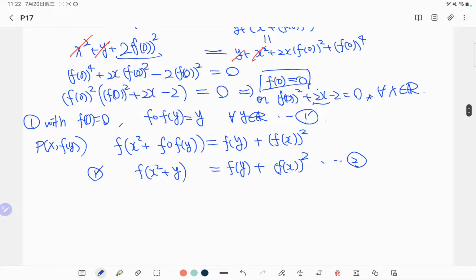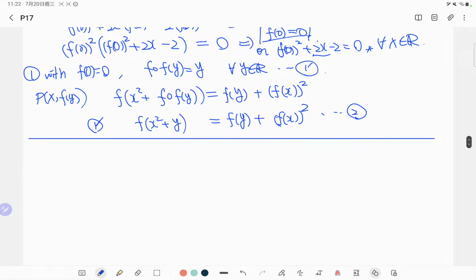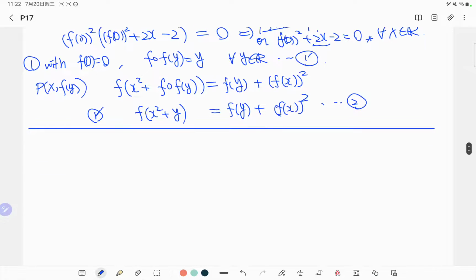So here we need to prove some property for the function f. So let's start by proving it. To prove f is injective.